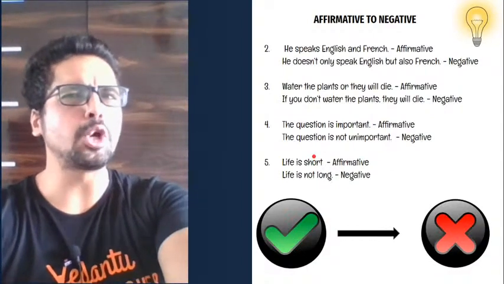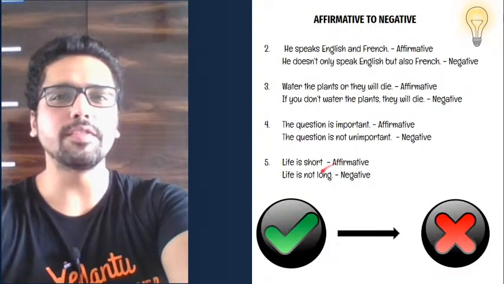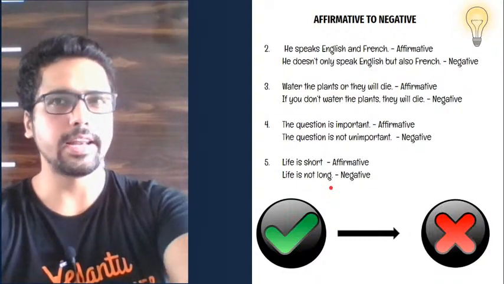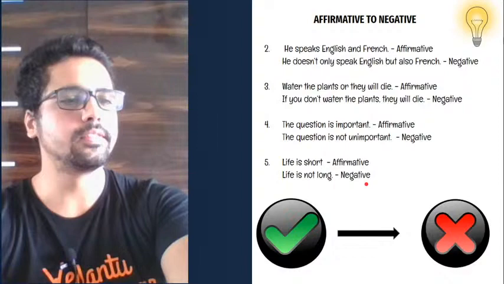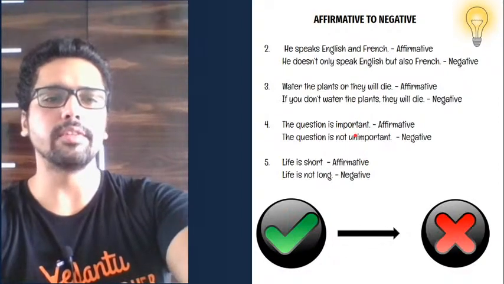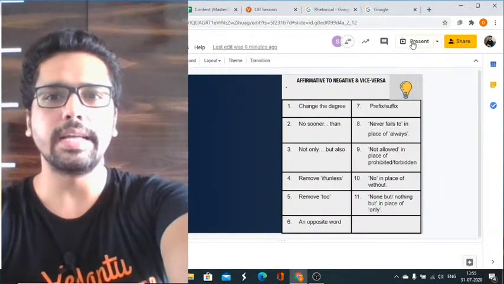Now, if I say life is short, this is so true. This is just a few years. So life is short is affirmative. That means life is not long. Life is short, that means it is not long, right? So that is negative. So that's how it is. Affirmative to negative. So these are the steps we follow for changing a sentence from affirmative to negative.